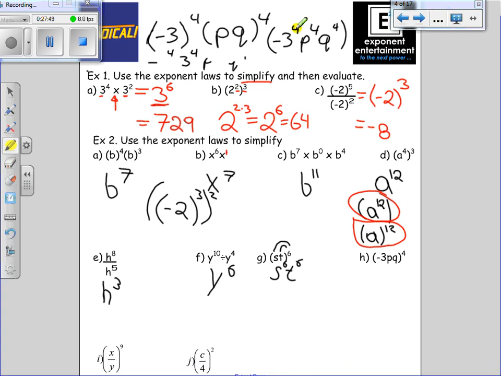Ella: Why wouldn't it just be a squared? Oh, I can simplify it all the way? Yeah, you can simplify it all the way, but I don't think. Is it 81? I don't think.